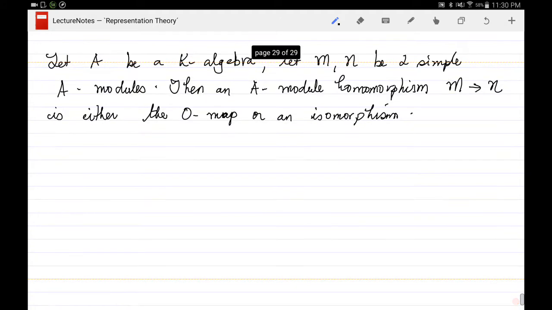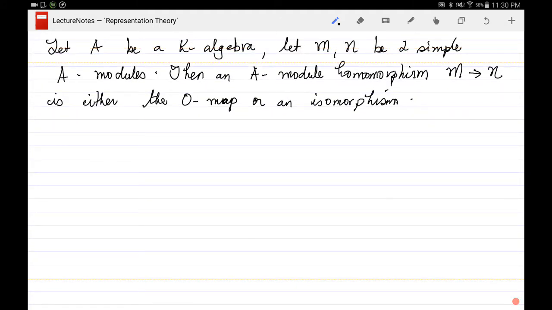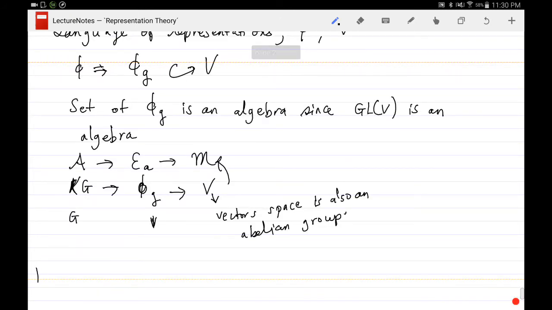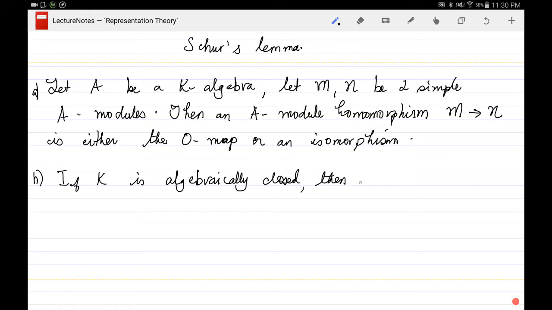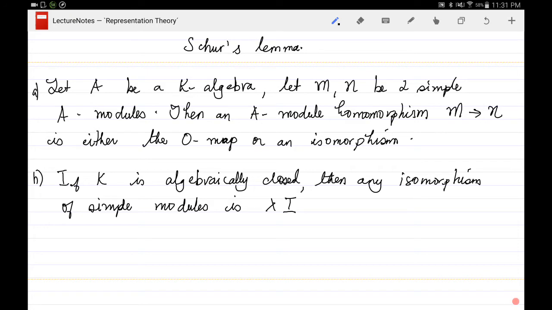And this has another special case. So we'll have this more general case, A. And then we have B: if K is algebraically closed, then any isomorphism of simple modules is equal to some constant lambda times identity, for some lambda in the algebra.